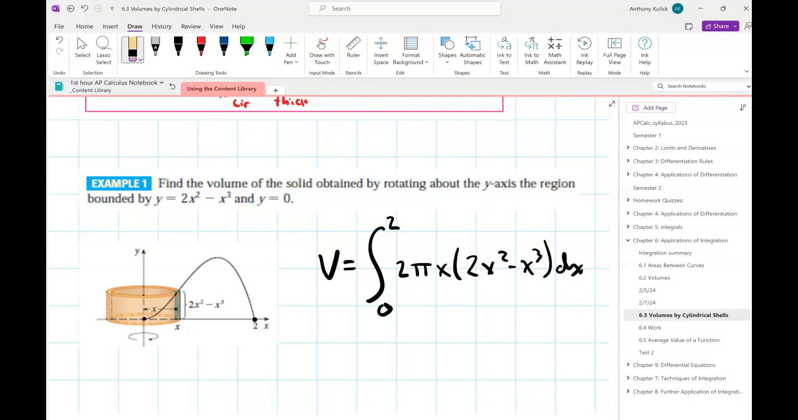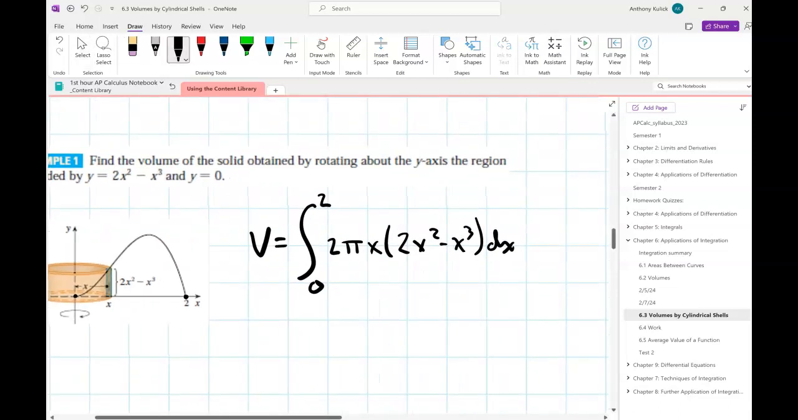Do you always have a picture? No. Will we ever have a picture? Depends on the question. Could be a calculator problem. Likely would be a calculator problem, in which case you can supply your own picture with your calculator, usually without a whole lot of problem.